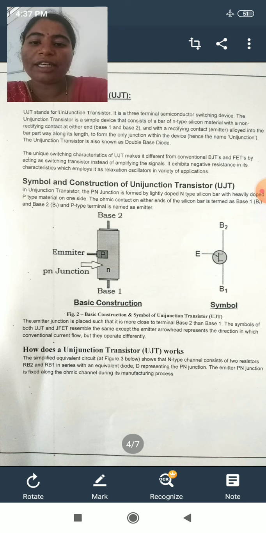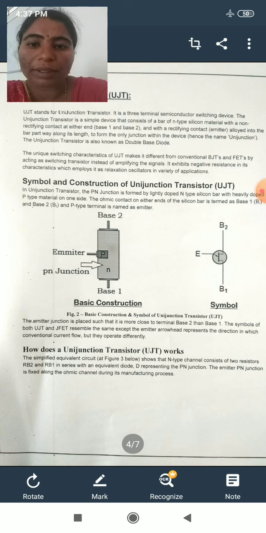The emitter side is a p-type material and the base 1 side is an n-type material, and between this p and n one junction is formed, called a p-n junction. Only one junction is present, hence it is called a unijunction device. Now this n-type silicon slab is a non-conducting type of material, and base 1 and base 2 are the rectifying contacts, or these are contacts insulated from these terminals.